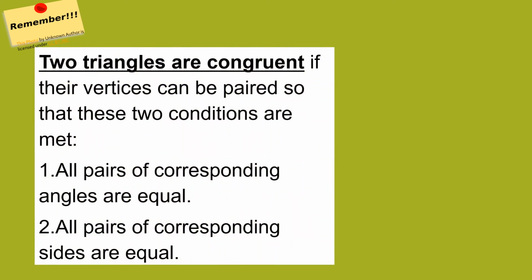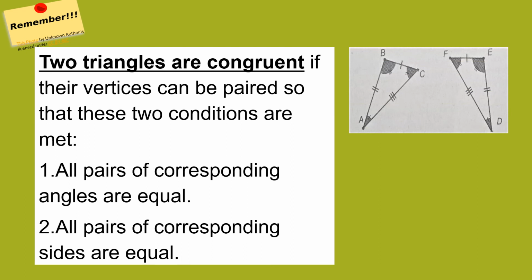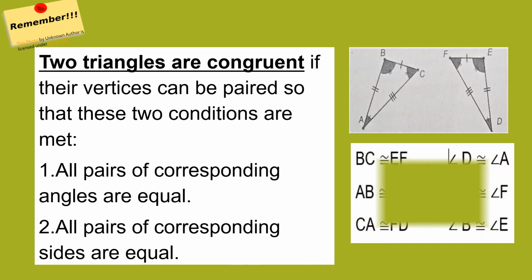In this lesson, you learn how to illustrate triangle congruence. Always remember that two triangles are congruent if their vertices can be paired so that these two conditions are met. 1. All pairs of corresponding angles are equal. 2. All pairs of corresponding sides are equal.